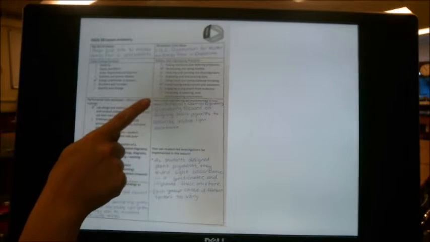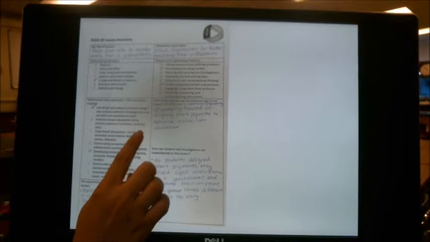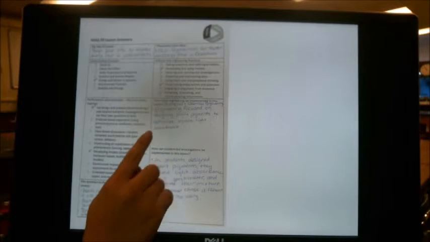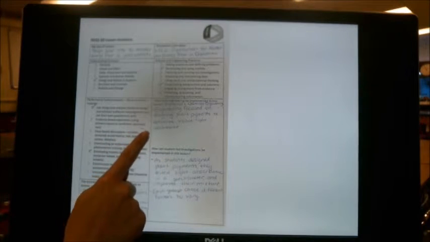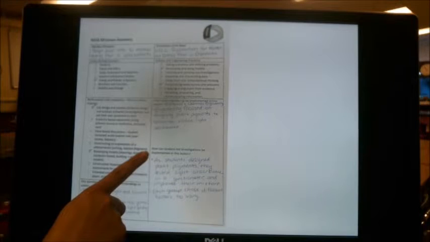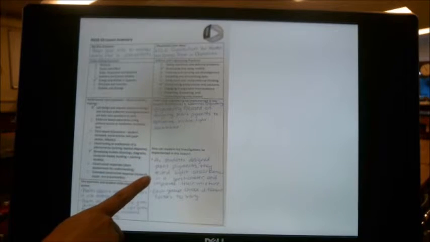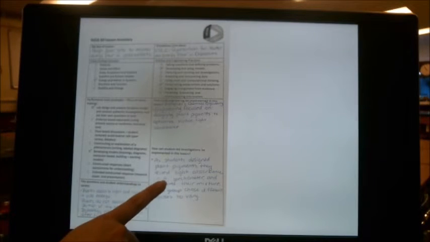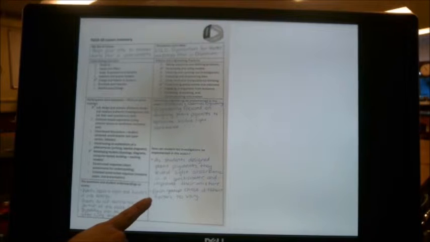Over here, I have how could engineering be implemented into this lesson, and I focused on biological and chemical engineering. So the engineering focused on designing plant pigments to optimize visible light absorbance. And the next question is how can student-led investigations be implemented in this lesson? So I said as students designed plant pigments, they tested light absorbance in a spectrometer, which is Spectrovis Plus by Vernier, and then they improved their mixture and continued testing it.